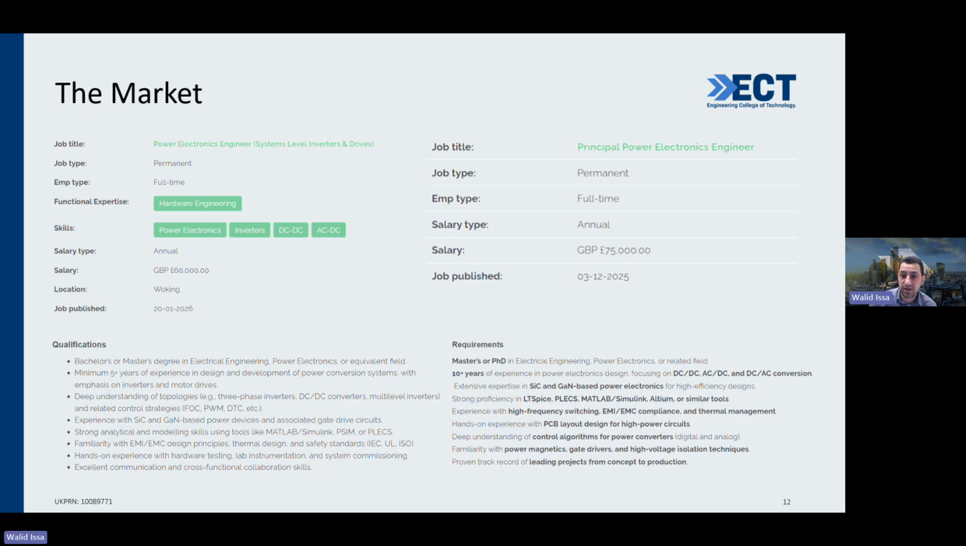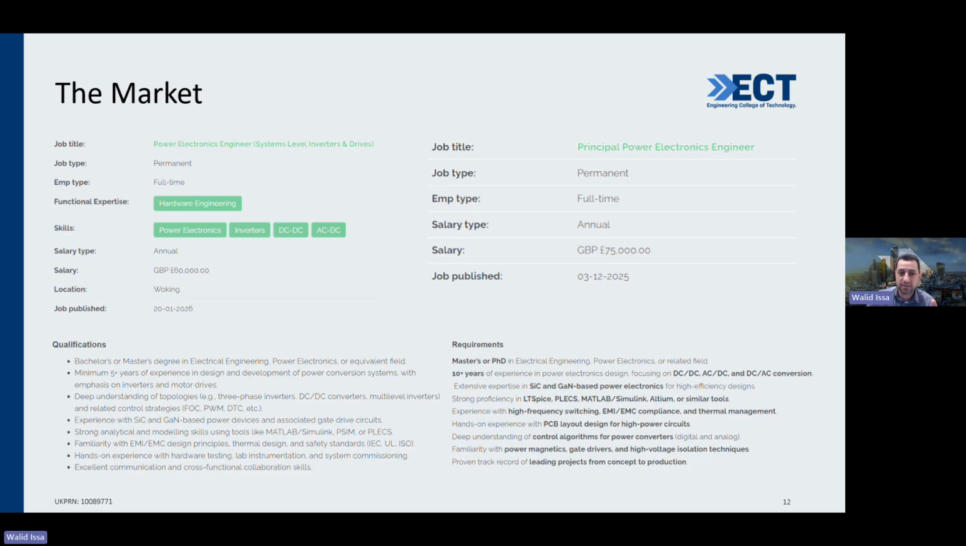There is another one at principal level here, where the salary is £75,000, which is a great salary. And again, the same story for that one. So if the purpose of this slide is to know what they want if they want to hire me, you have to learn software for simulation, like Altispice and MATLAB. You have to know the topology of some converters, and you have to know also the switch material properties at least.